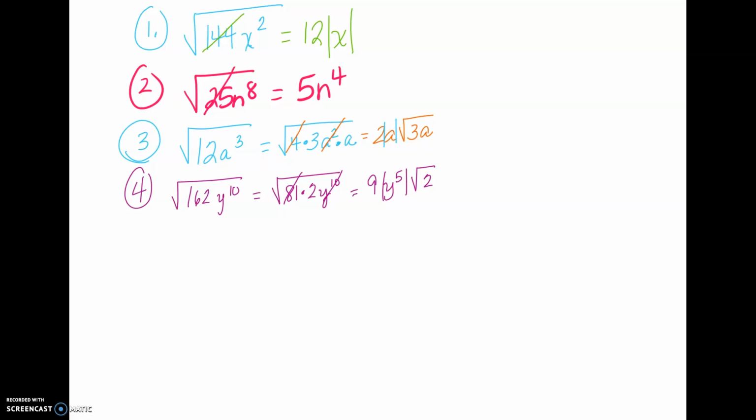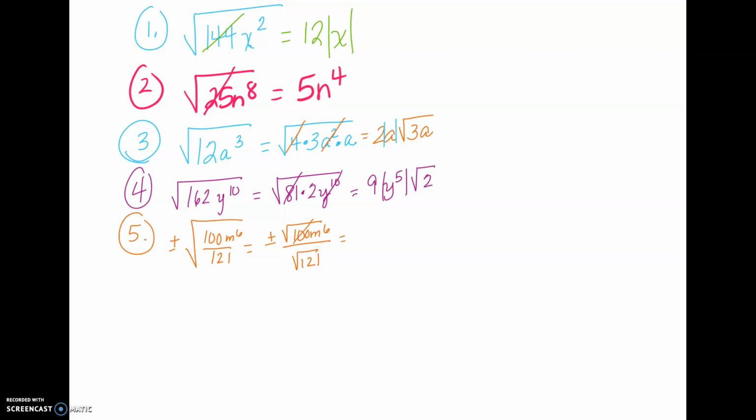Okay. Let's go on to another one. Number 5: positive or negative square root of 100 m to the 6th over 121. All of that is under the radical. Let me make that a little bit better. All right, I'm going to break this up. So I'm going to have positive or negative square root of 100 m to the 6th. Those are both perfect squares, and so is 121.